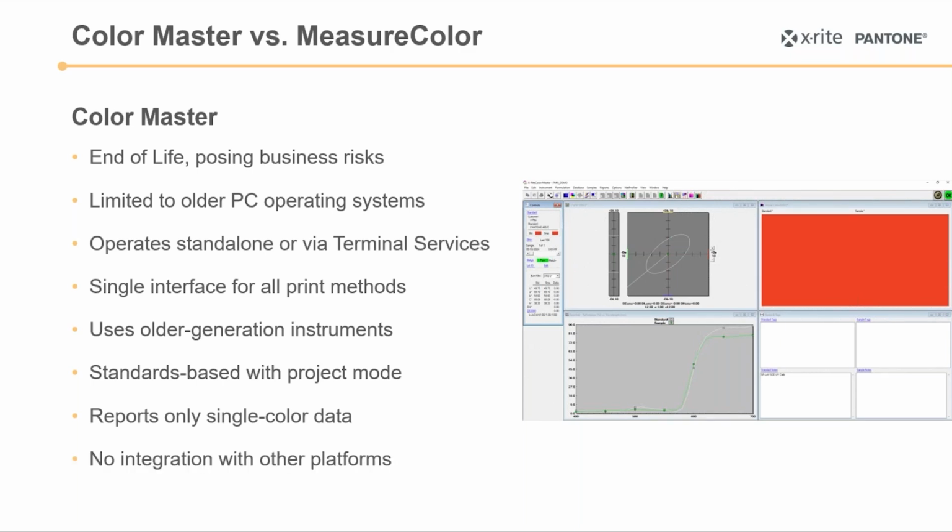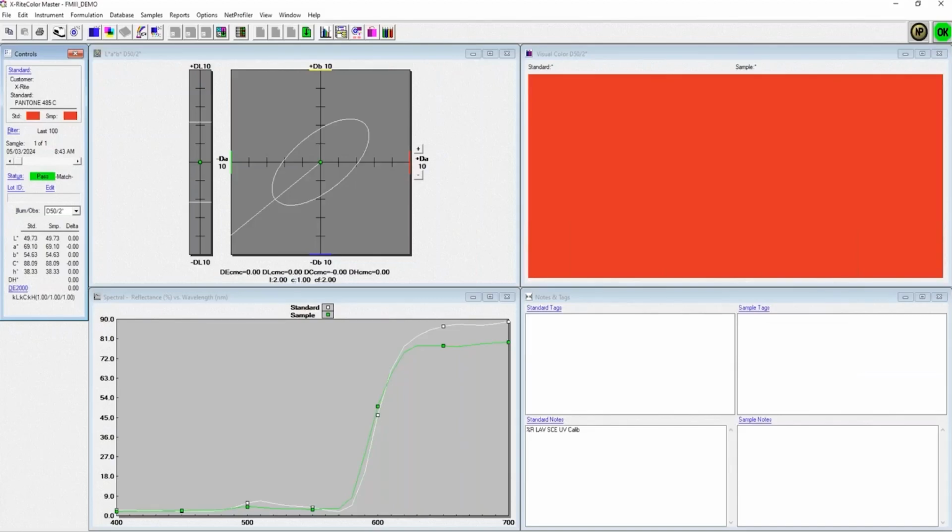There's also no integration to other platforms, so there's nowhere you can really go from here other than staying where you are. So let's take a deeper dive into how Color Master works. If you direct your eyes through the course of my arrow to the upper left-hand corner, you'll see there's a box and there's a link in that box that says standard. This is the way most people would navigate Color Master to find the color they were looking to check.